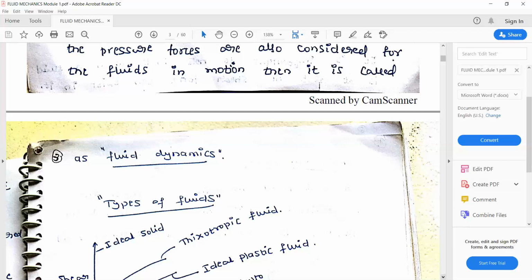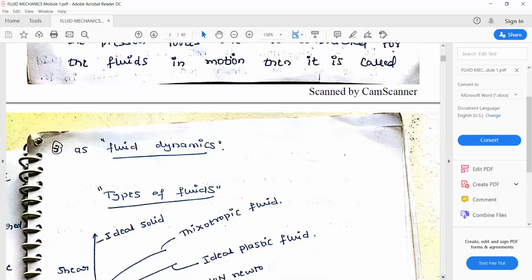In fluid dynamics, we are going to study the behavior of fluids when the fluids are in motion, and we will also consider the forces causing the motion. These are the different types of fluid mechanics. We are going to study all these different types in the fluid mechanics subject.